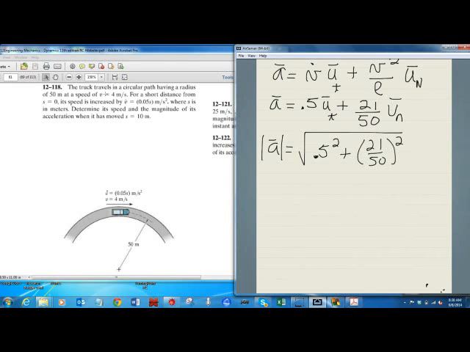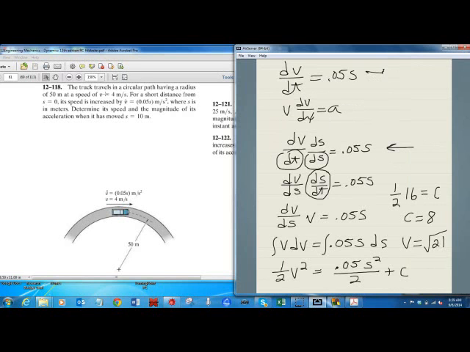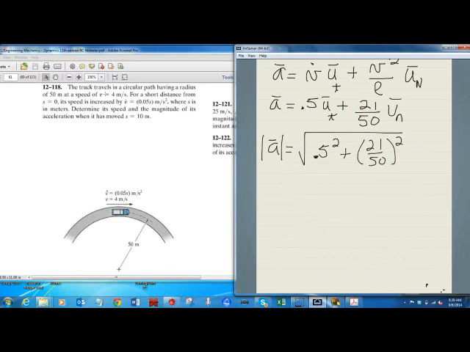Okay, so let's back up. What did we have to do in this problem? They asked for an acceleration, so I've got to define an acceleration equation. How did I know to use tangent and normal instead of i, j?